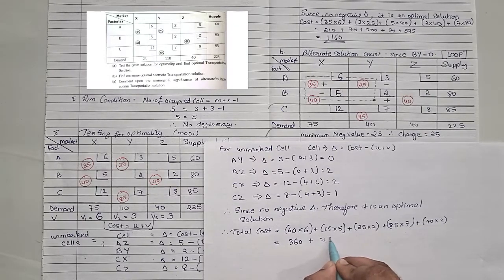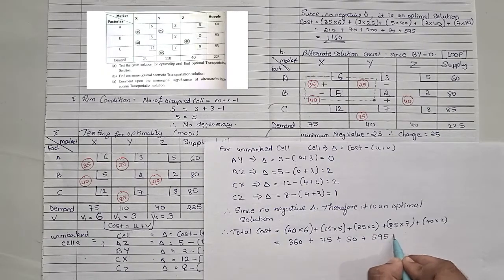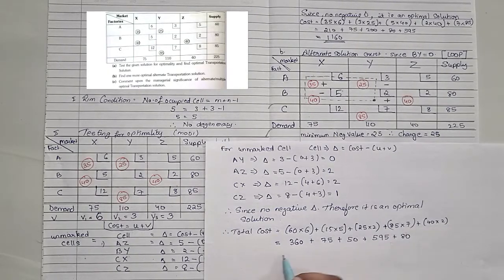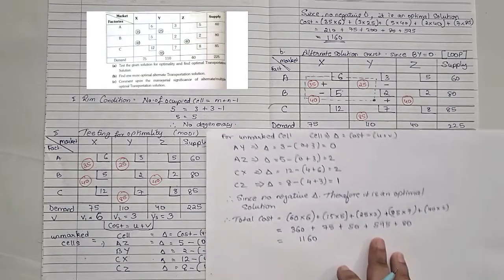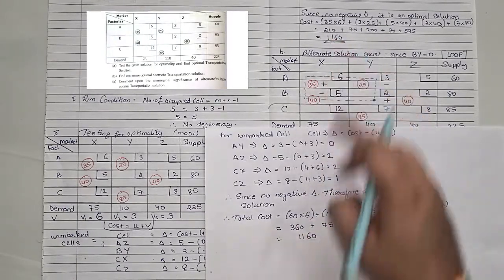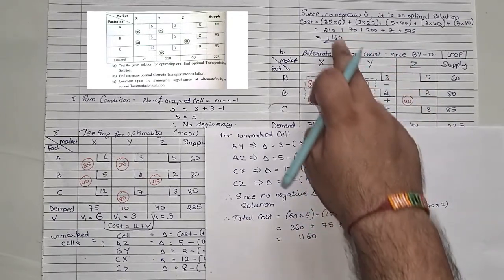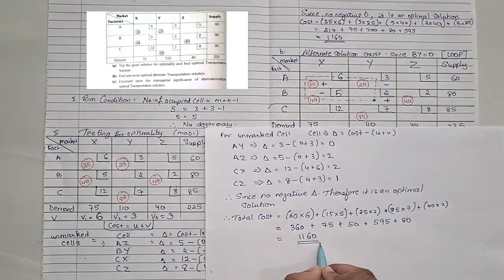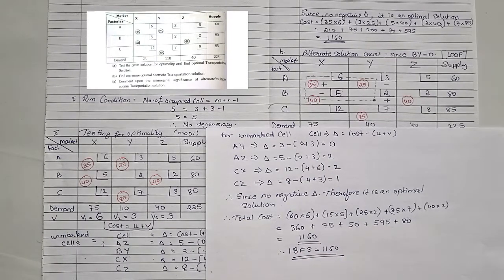So 60 into 6 is 360, plus 15 fives are 75, plus 25 twos are 50, plus 85 sevens are 595, plus 40 twos are 80. You total up, we get the value as 1160. Always remember, for alternate solutions, all the alternate solutions will have the same value. It was 1160, this is also 1160. Therefore, the optimal cost is 1160.